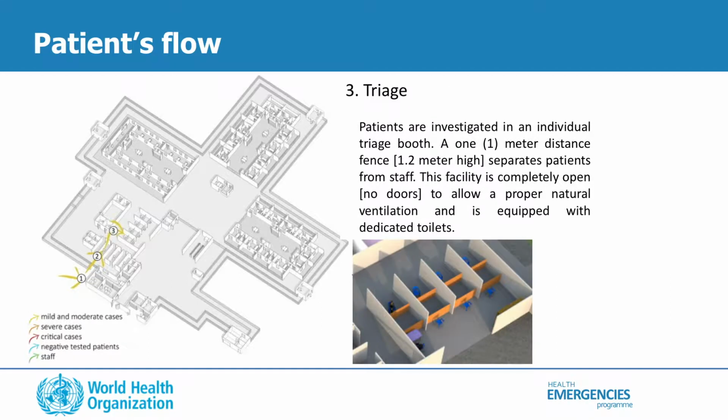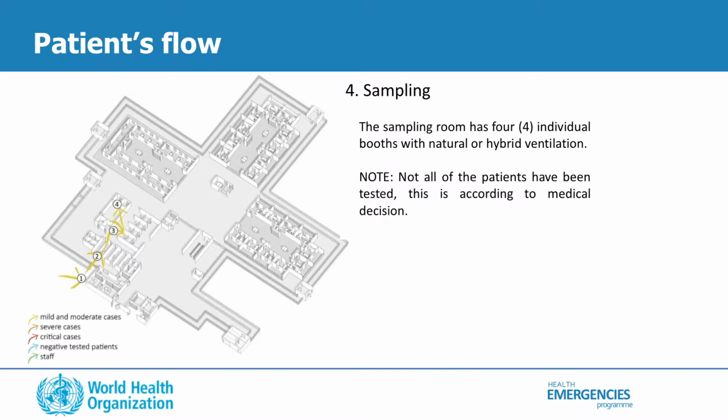Third, triage. Patients are investigated in an individual triage booth with a 1 meter distance and a fence of about 1.2 meters high that separates patients from staff. This facility is open without doors, so it allows proper natural ventilation and is equipped with dedicated toilets. Fourth, sampling. A sampling room has 4 individual booths with natural or hybrid ventilation. However, patients can only be tested if a doctor decides so.